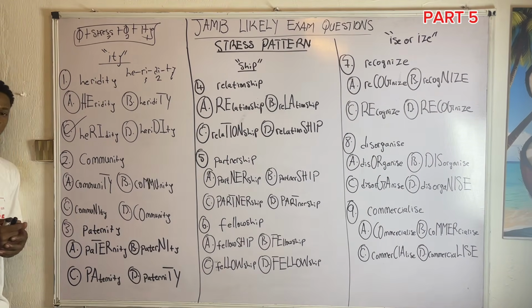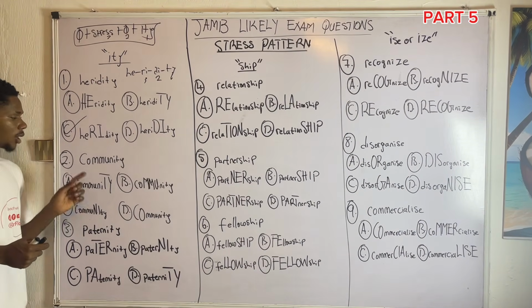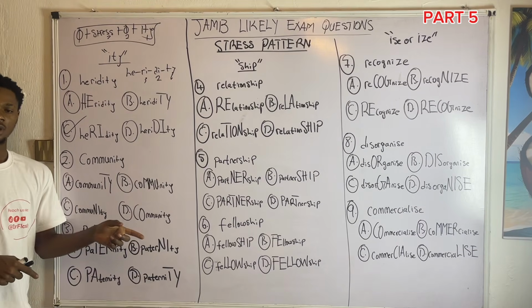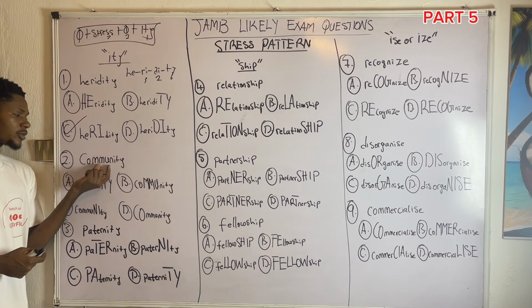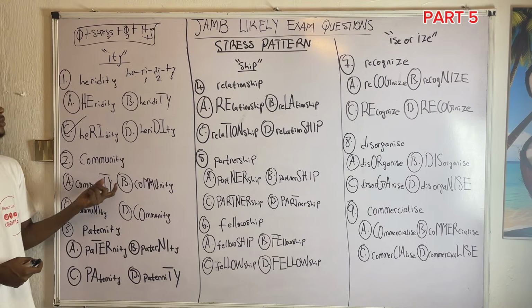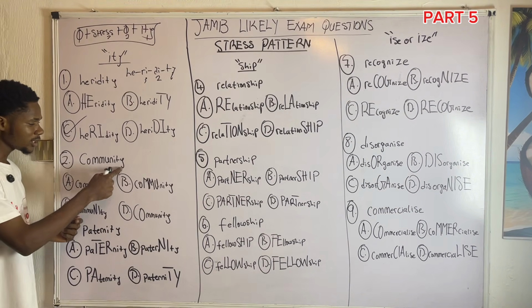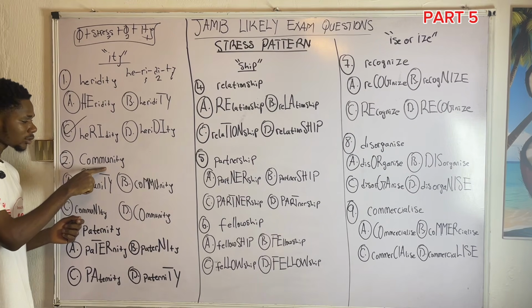Now look at the next question. We're having community. The rule remains the same. Community. How do you stress community? You have community. Do we sound CO or MMU or NI or TY? The rule remains the same. Stress the third syllable from the last. So we have TY, we have NI, and we have MU.